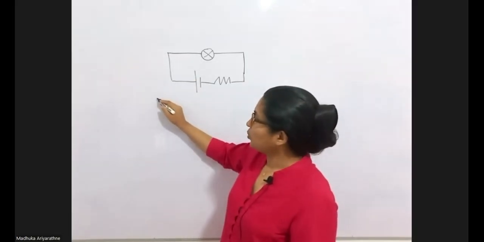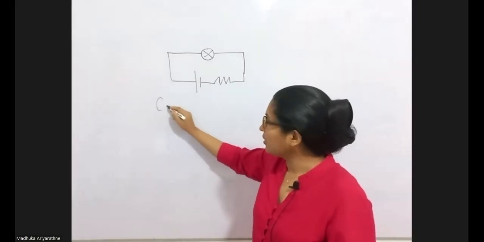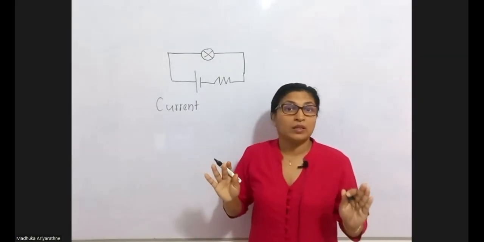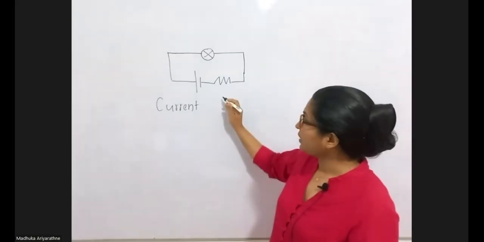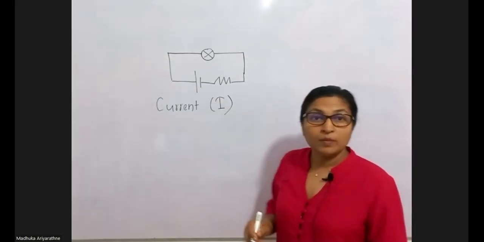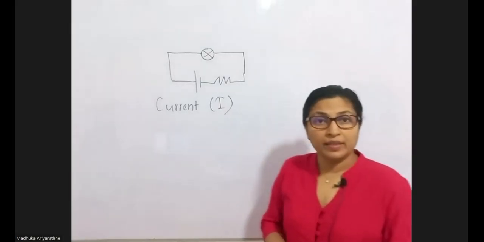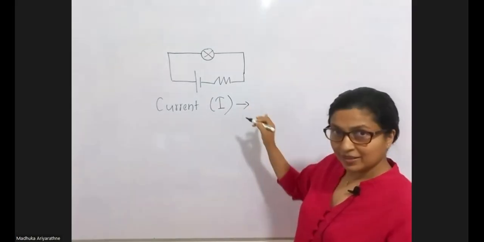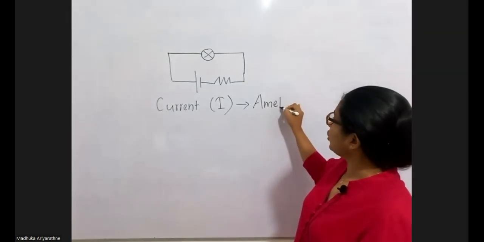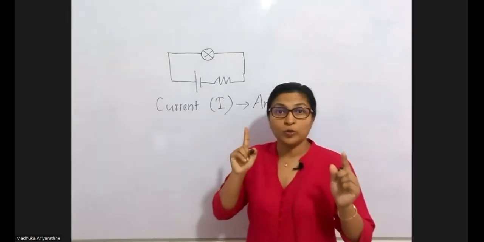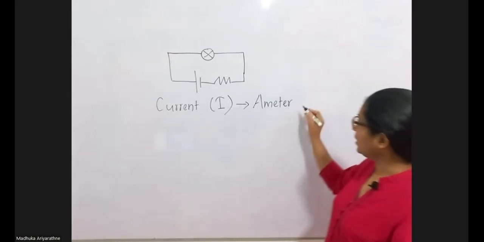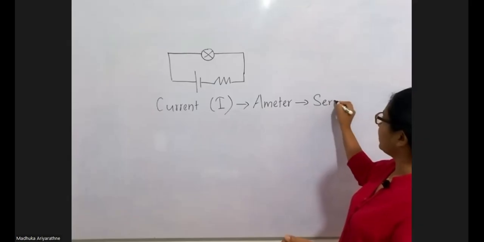So what are they? One thing is the current, which is going to be passing through the circuit. We have to pay attention to the current. Usually I is the symbol that we use for current, and we can measure the current using the ammeter. We also know how to connect the ammeter to the circuit: it has to be connected in series.